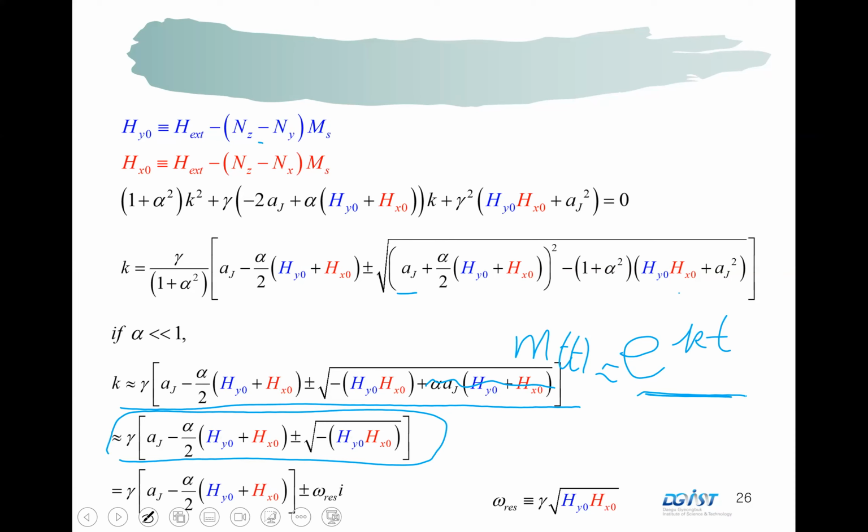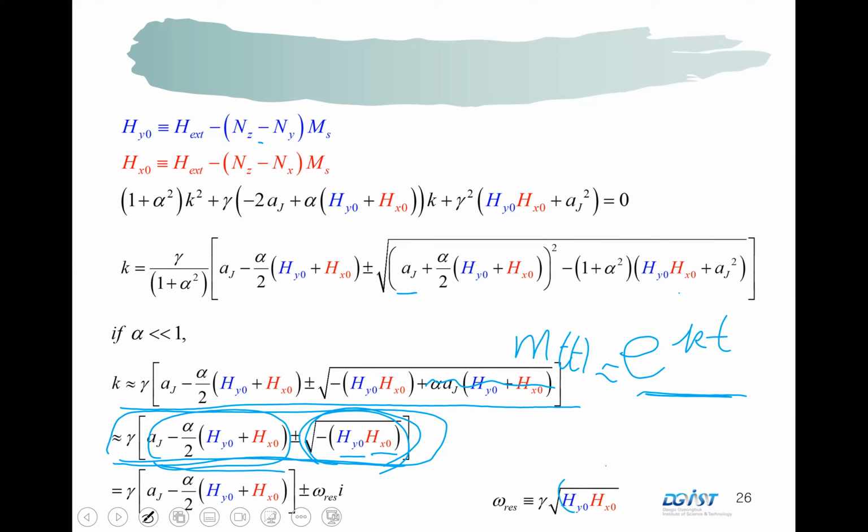And look at this. This one depends on its side. This is the real part of the system, and this is the imaginary part. Okay, let me focus on this part first. This Hy0, Hx0 is a kind of field. And what's the physical meaning of the multiplication of these two fields and taking the root? This is nothing else but a geometrical average of these two fields.